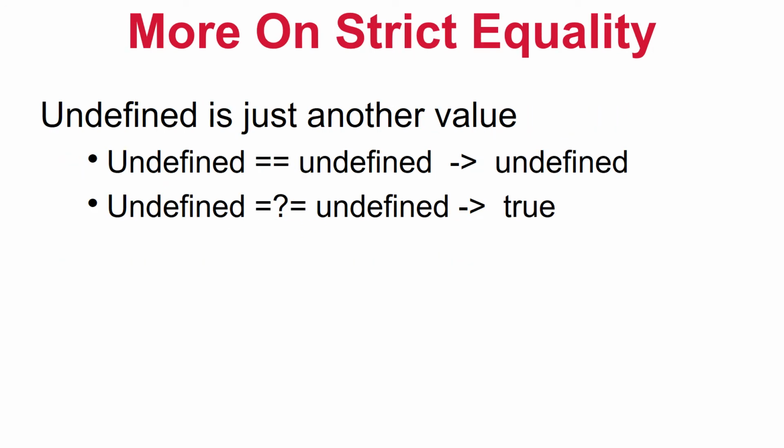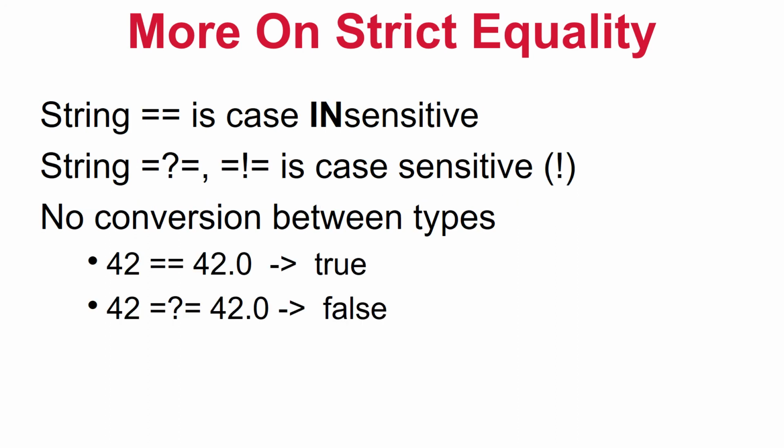When you use the strict equality operators, undefined loses its special nature. So some string =?= undefined returns false. Also, =?= is case sensitive, because it means exactly equal to. And while normal double equal does type conversion, meaning that integer 42 is equal to floating point 42.0, the strict equality operators do not do this conversion, and that comparison would result in false.